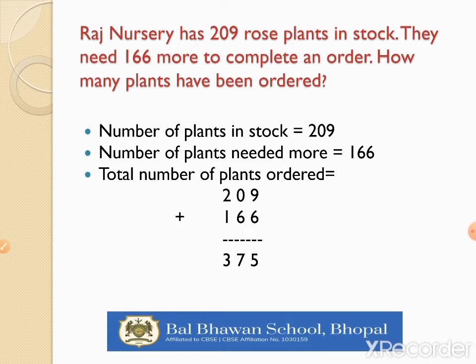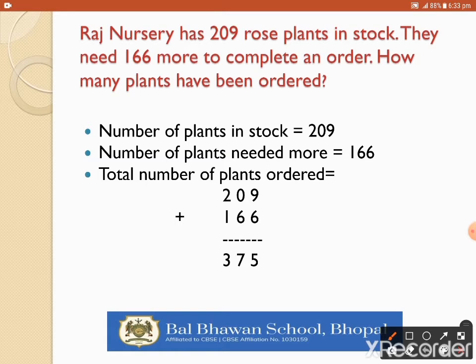The first story problem says, Raj Nursery has 209 rose plants in stock. They need 166 more to complete an order. How many plants have been ordered? Children, in this question, the information about a nursery is given which has already 209 rose plants in it, and some plants are needed more. So we need to do an operation which uses the word more. More is indicating that we need to do addition in this question.